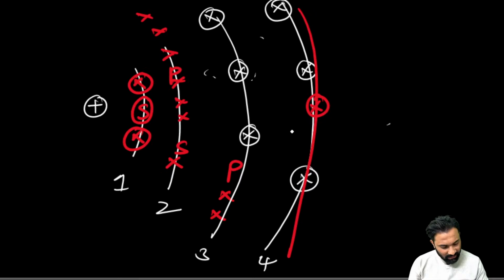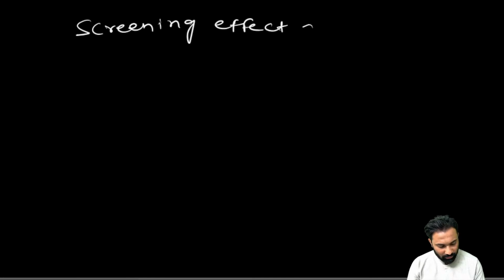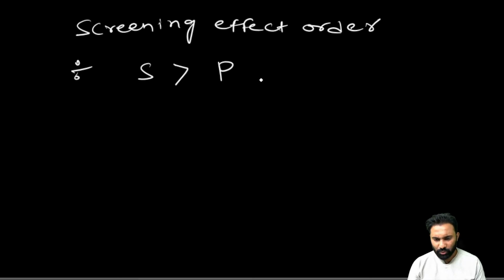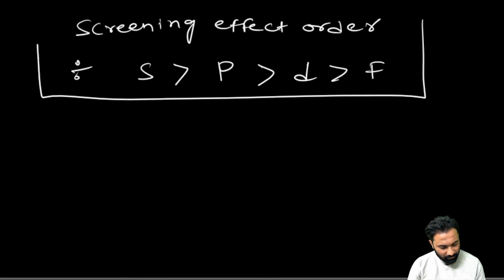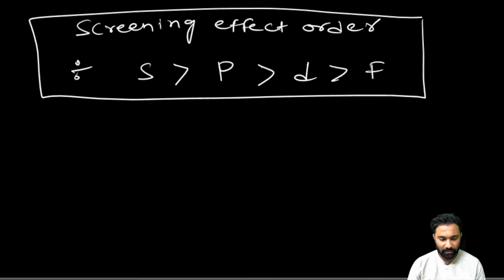This is known as the shielding effect, or the screening effect. Screening effect order: s orbital electrons will protect very strongly. P orbital protecting strongly is nothing but repelling the electron. That's it. Clear? Then p, then d, and then f. This is the screening effect order.